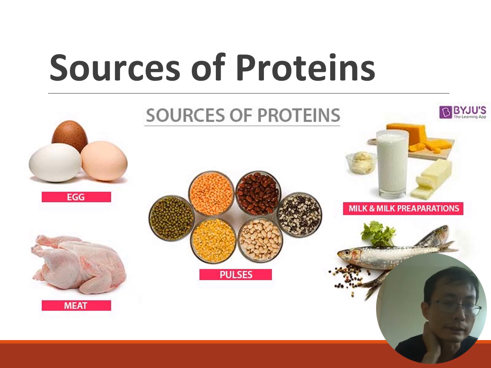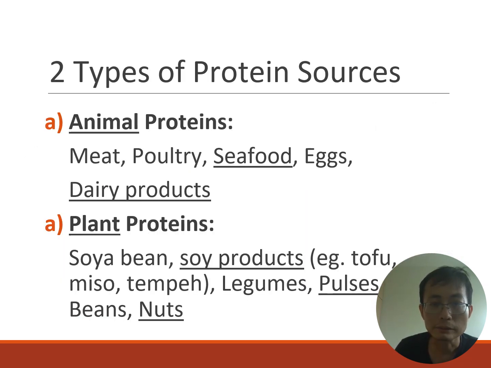Now, your sources of proteins consist of the following: eggs, meat, pulses, dairy products, and seafood. It can be divided into 2 main sources: your animal proteins, which are proteins that come from animals, and that includes your meat, poultry, seafood, eggs, and dairy products. Dairy products refers to products derived from milk. And your plant proteins consist of soybean, soy products, legumes, and pulses. So 2 categories: animal proteins and plant proteins.